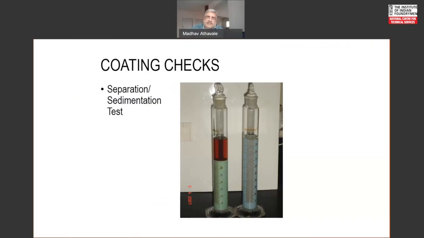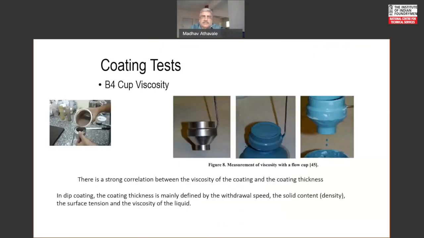Sedimentation is pretty straightforward here. Measuring cylinders, you stand them at the application consistency for 24 hours and measure the separation. B4 cup viscosity you can see. You usually use these cups not only in the laboratory for quality testing of incoming material, usually you will have these on the shop floor next to your dip tanks or your flow coating units.